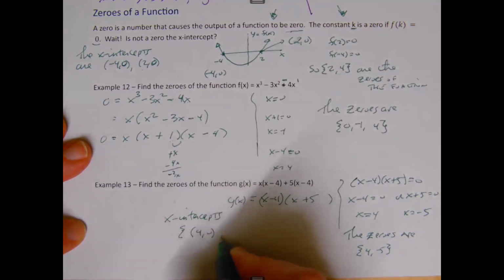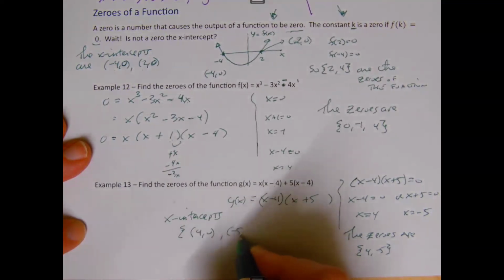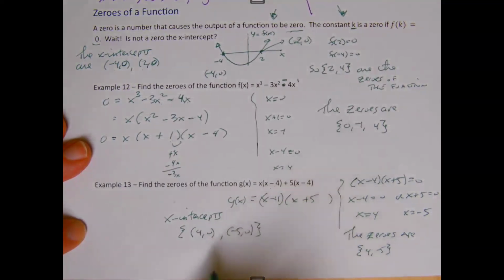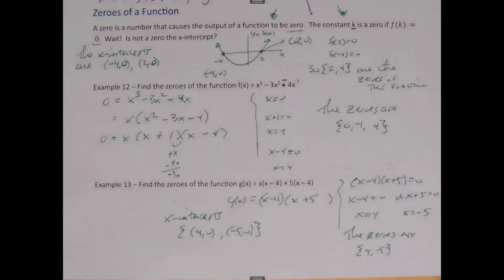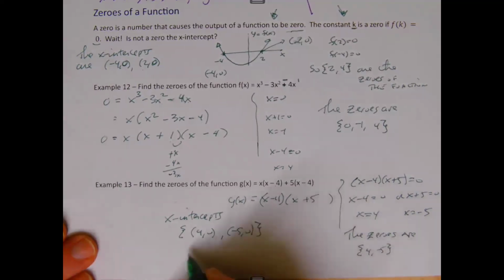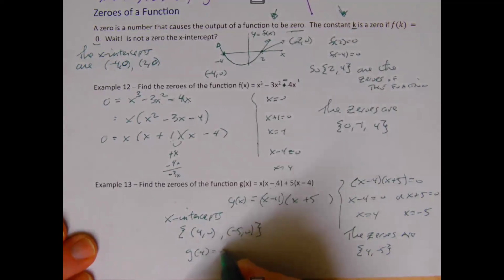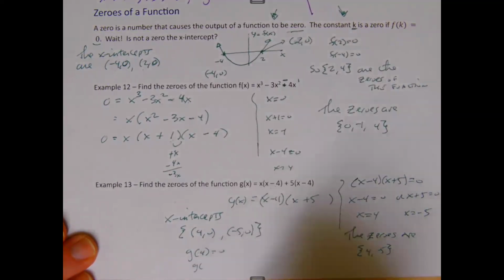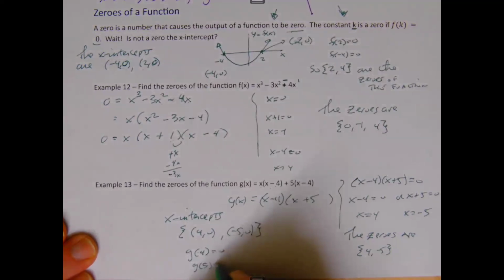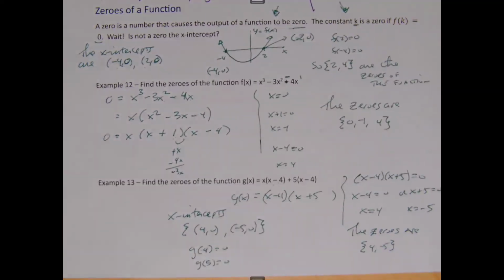If you were to ask for the x-intercepts, then the x-intercepts are 4, 0 and -5, 0. The x-intercepts are a point on the graph, so therefore I have to write an ordered pair, but the zeros are one of the components. Again, the zero is the thing that causes the output to be 0. So g of 4 produces 0. g of -5 produces 0. And that's why these things are the zeros of the function.